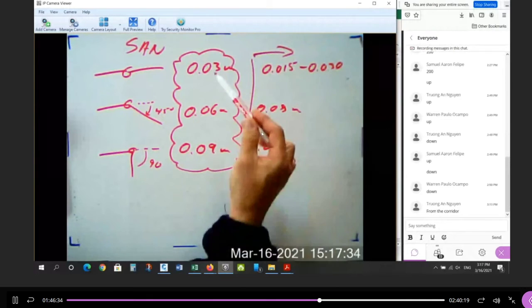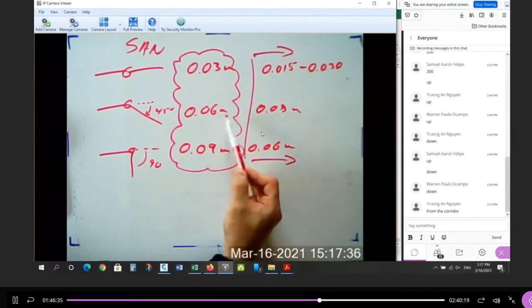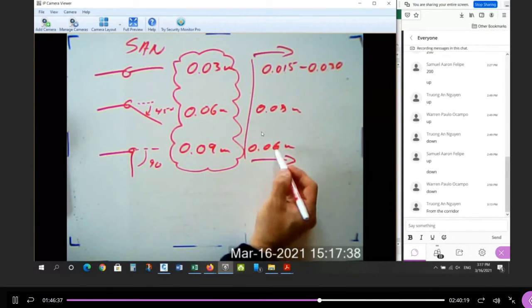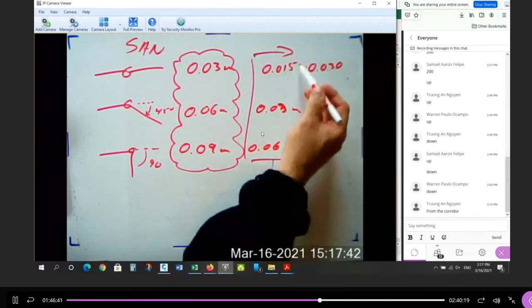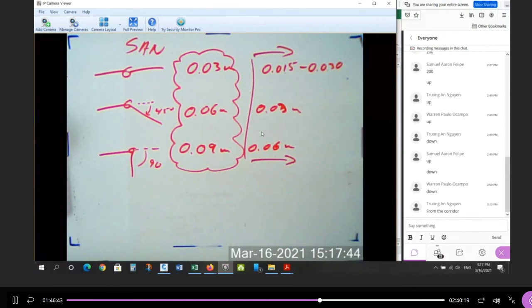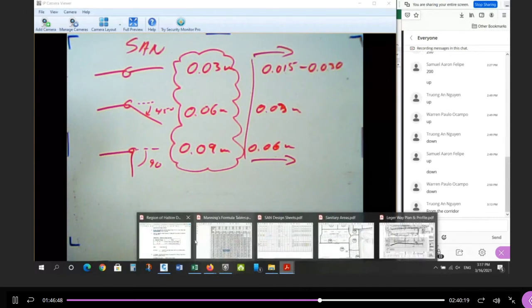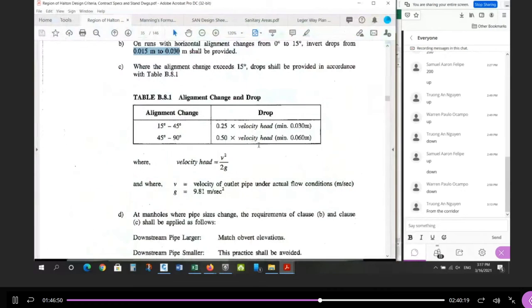Instead of 15 to 30, use 30. Instead of 3, use 6. Instead of 6, use 9. Okay? So you'll have much higher drops than what the minimum requirements are. And that saves you the headache and frustration of doing the calculation, right?